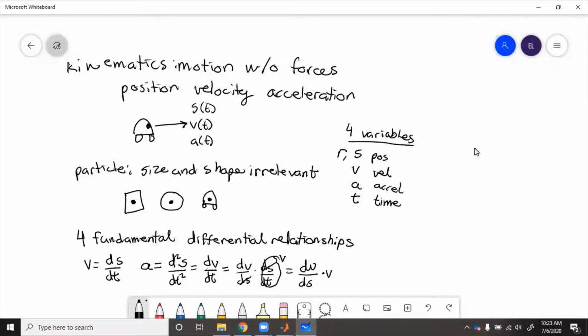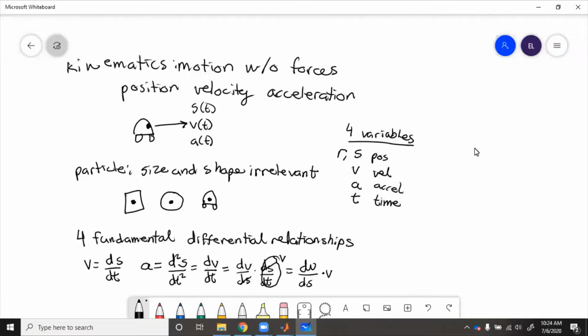Each one of these relationships uses 3 variables. So pretty much, if you know 2 of the variables on this list, you can figure out what the other 2 are. So if you know position and time, you can figure out velocity. If you know position and time, you can figure out acceleration. Or if you had velocity and time, you can figure out acceleration. Or if you had velocity and position, you could figure out acceleration. So you only need 2 of these to find the 3rd and the 4th.